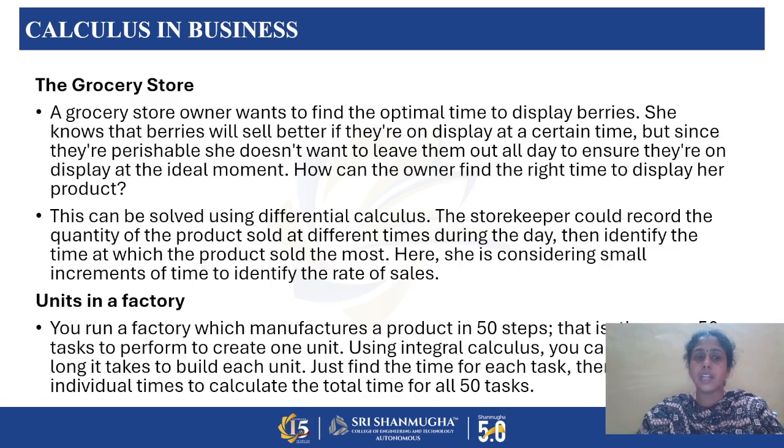Now, units in a factory. If you run a factory which manufactures a product in 50 steps, that is, there are 50 tasks to perform to create 1 unit of a product, then using integral calculus, we can find out how long it takes to build each unit. Just find the time for each task, then add the individual times to calculate the total time for all 50 tasks. So whenever we are integrating, combining small tasks put together, we use integral calculus.